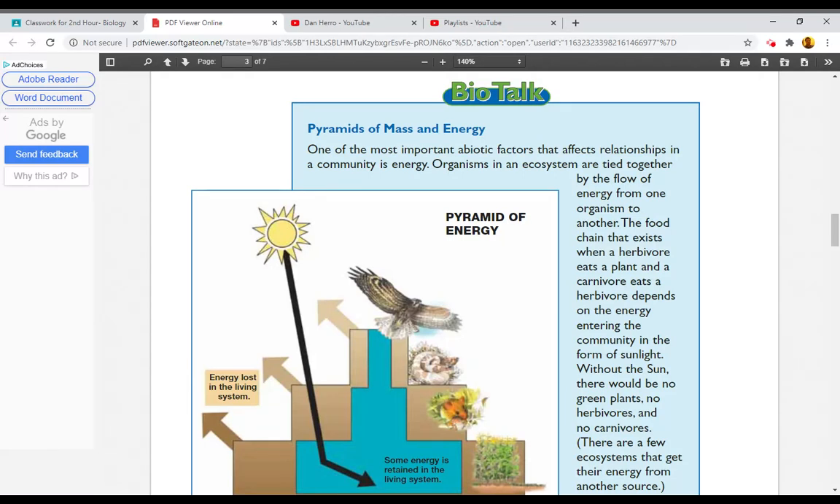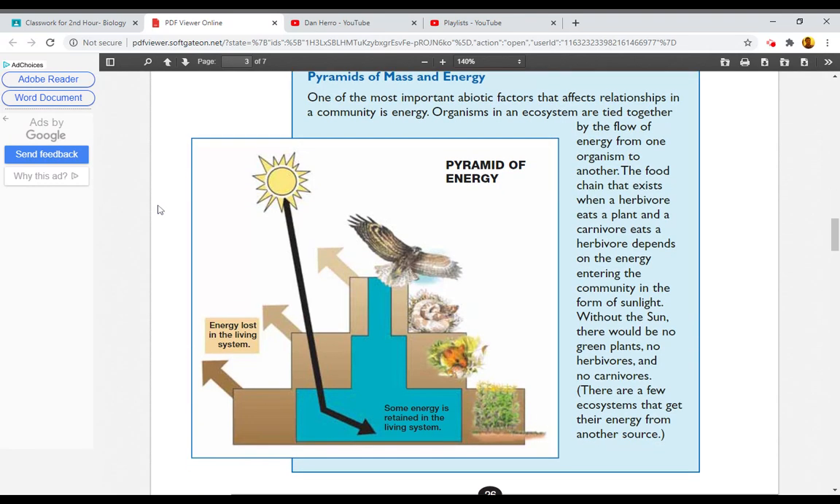The food chain that exists when a herbivore eats a plant and a carnivore eats a herbivore depends on the energy entering the community in the form of sunlight. Without the sun, there would be no green plants, no herbivores, and no carnivores. There are a few ecosystems that get their energy from another source.